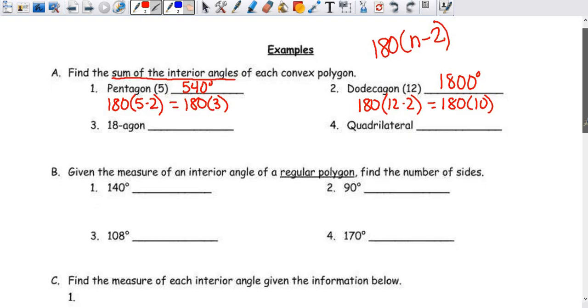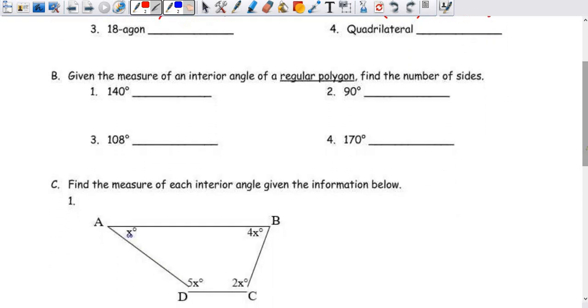All right? So we're going to skip down to section B then. Given the measure of an interior angle of a regular polygon, find the number of sides. So we are given an interior angle. Remember, step 1 is find an exterior. So step 1, we're going to find that exterior angle. So 180 minus 140 is 40 degrees.